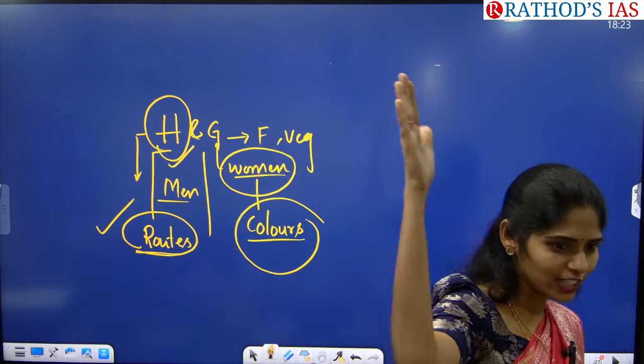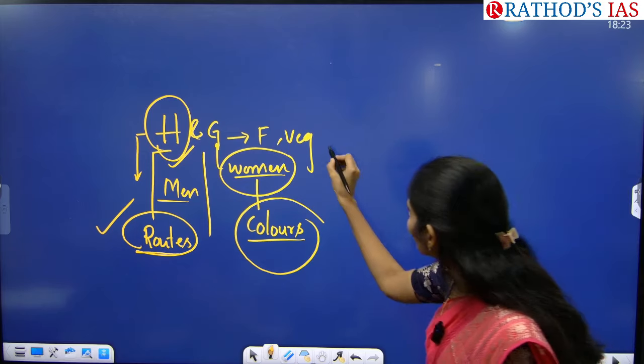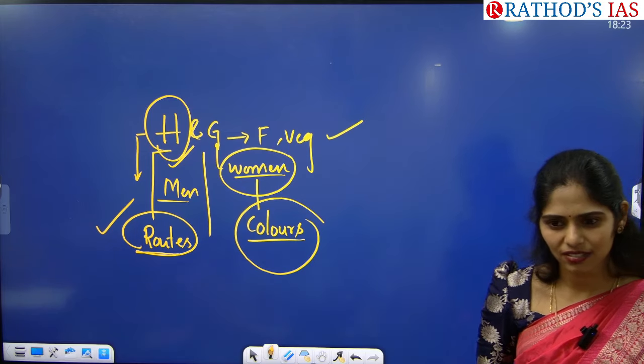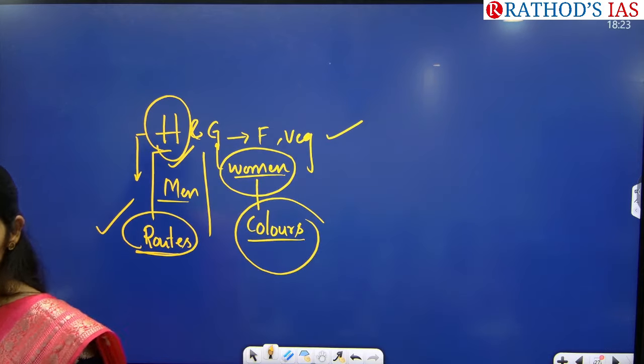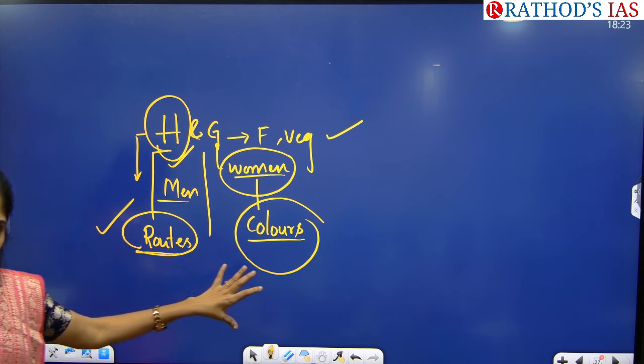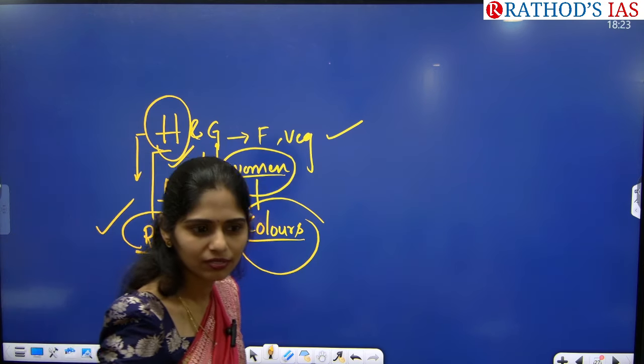Okay, so is that every time a success? Hunting, gathering, do we get fruits and vegetables in every season? We will be having seasonal fruits. Then what to do?